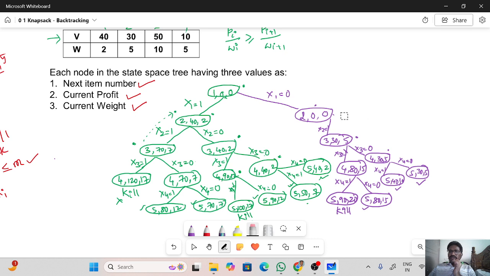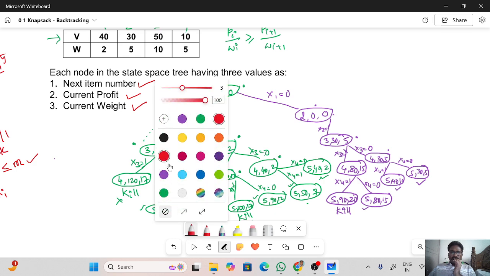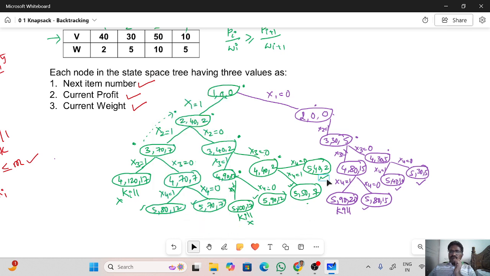So now I am going to create a new node with x2 equal to 0. So what is that meaning? 1 not considered, 2 not considered, nothing but I am going to consider the third item, with 0 profit, 0 weight. What about x3? x3 may be 1, x3 may be 0.